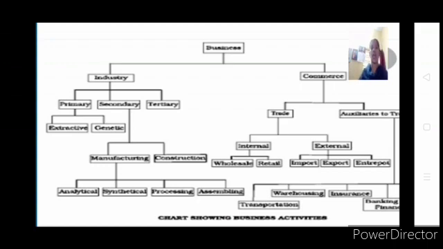So, in this way, you have to understand that all these auxiliaries to trade will be helpers to trade. The same auxiliaries we are seeing, like transportation and warehousing, we will see again in tertiary industry, that is, the service industry. The only difference is that transportation under tertiary industry will be helping the primary and secondary industries, while transportation under auxiliaries to trade will be helping your trade. Is that clear?